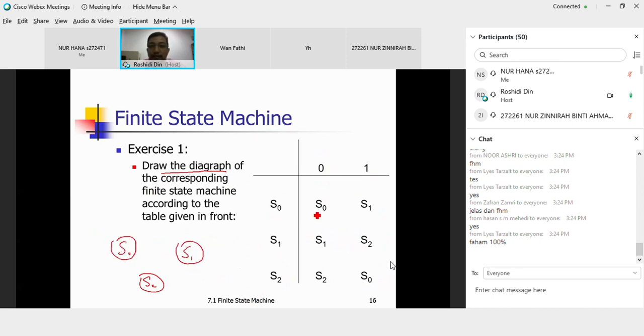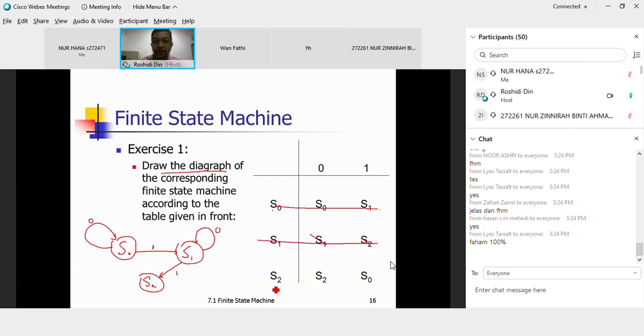Now S0 map to S0. The answer is 0. S0 map to S1. The answer is 1. Finish. Second row. S1 map to S1. The answer will be 0. Finish. S1 map to S2. The answer is 1. Finish. So second row finish.